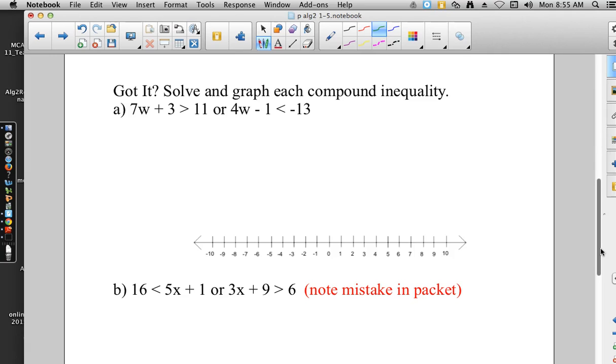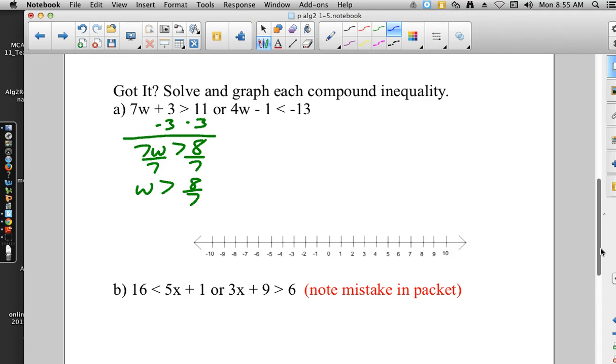So, got it, solve and graph the compound inequality. Again, you solve these as two separate inequalities. We would subtract 3 from both sides. So 7w plus 3 is greater than 11. I'm subtracting 3, so I do not have to flip any signs. And then I divide by 7, and we notice this one doesn't work out quite as perfect as the other ones did. But fractions happen. It's a part of life, and we move on.